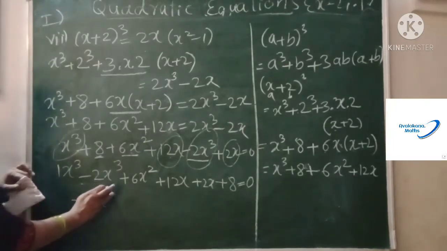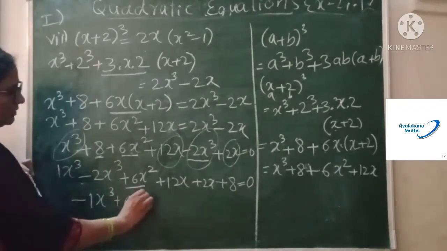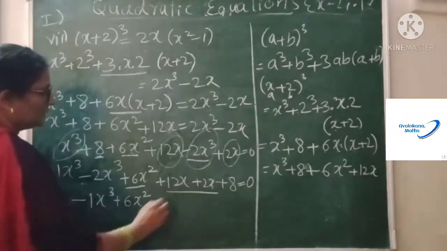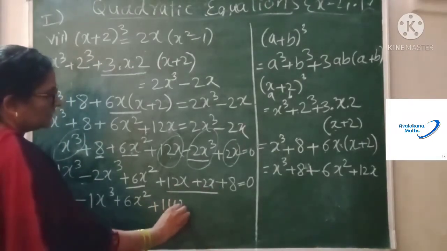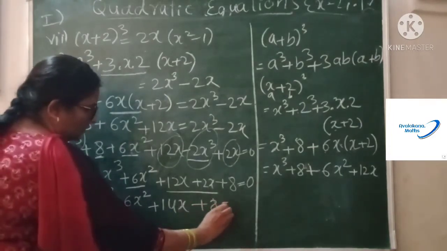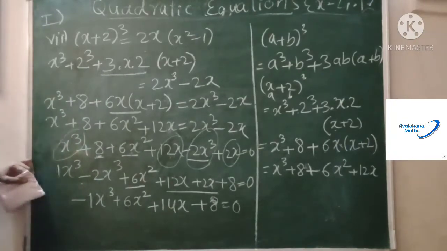Now here 6x square, nothing to add or subtract. This is the best part of us. Now 12x plus 2x is 14x. No negative sign. Plus 8 is equal to 0. Yes, is it quadratic or not? No, it is not a quadratic.